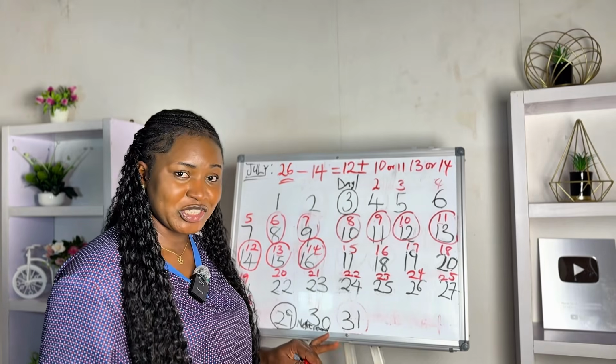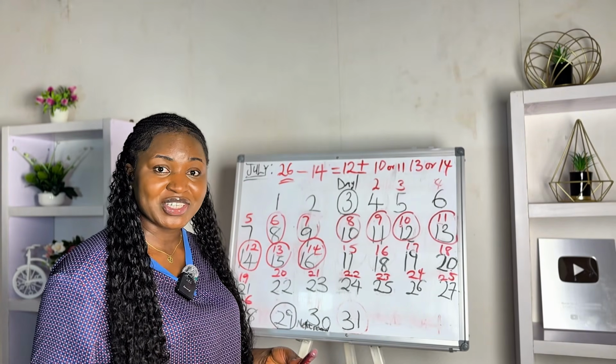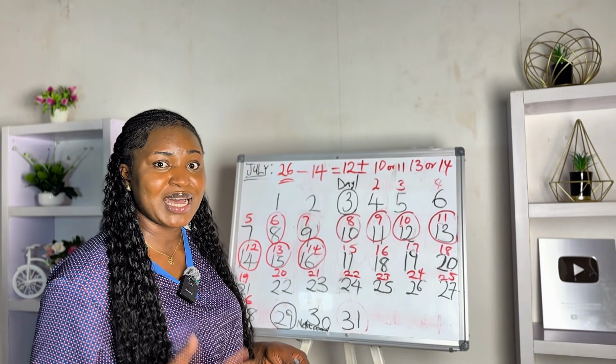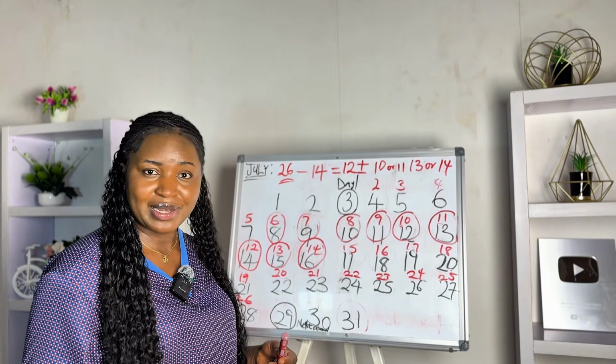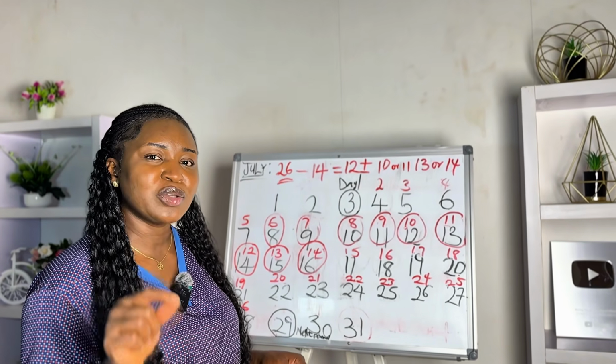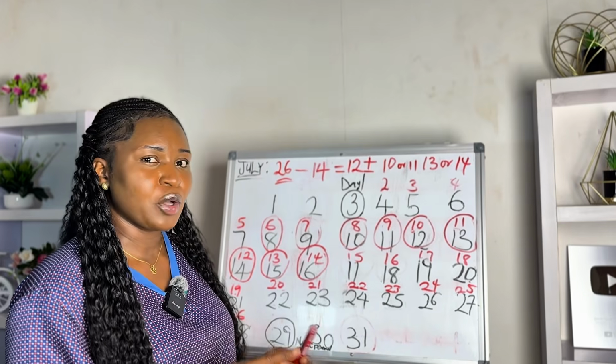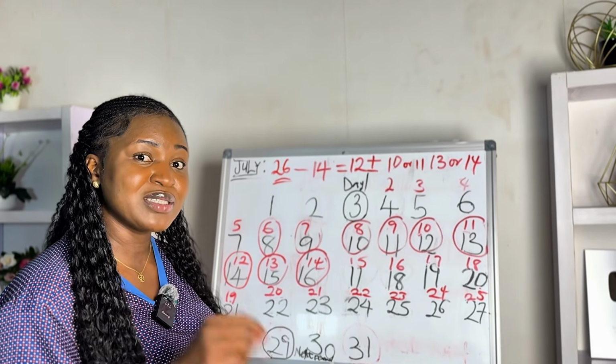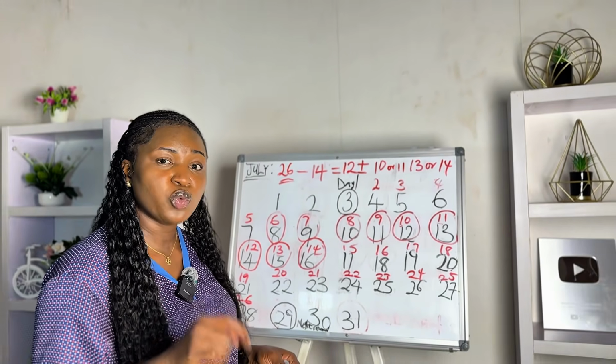So I usually get questions like this. How do I start counting my menstrual cycle since my period usually starts as brown discharge? So like I explained earlier, you start counting from the day you see re-bleeding, not your brown discharge or spotting. From the day the re-bleeding starts, that's when you start counting.